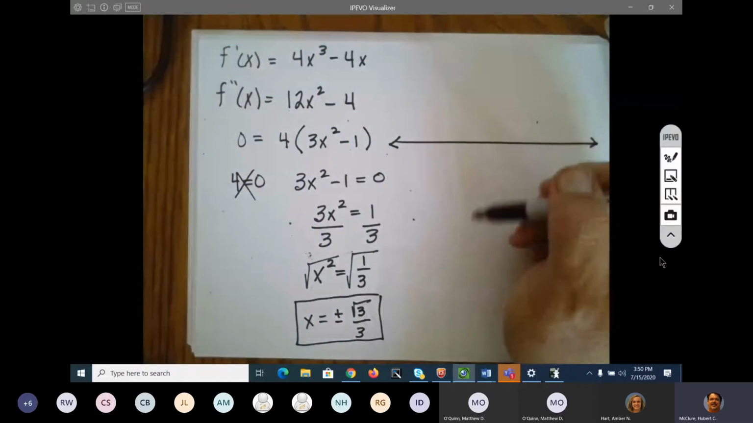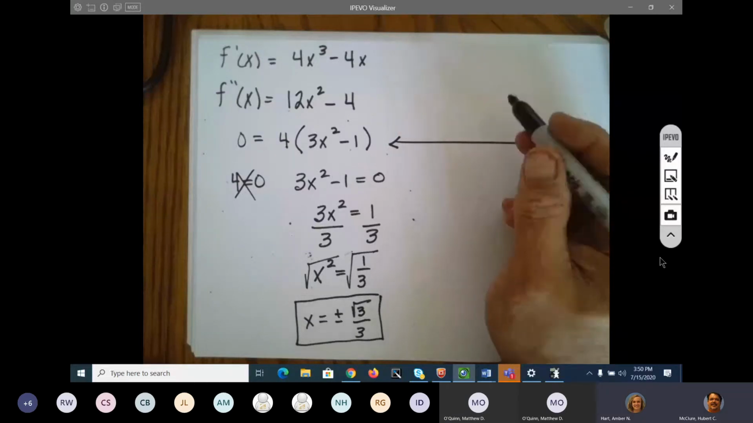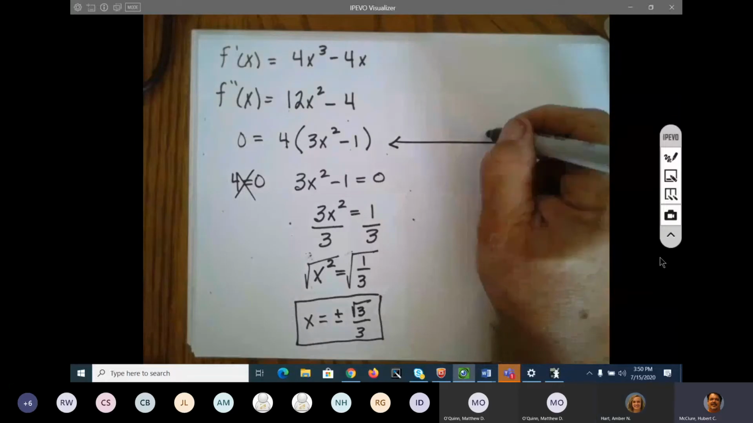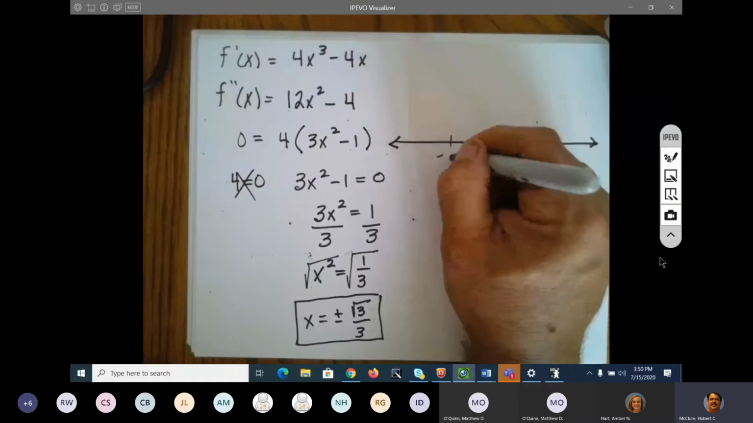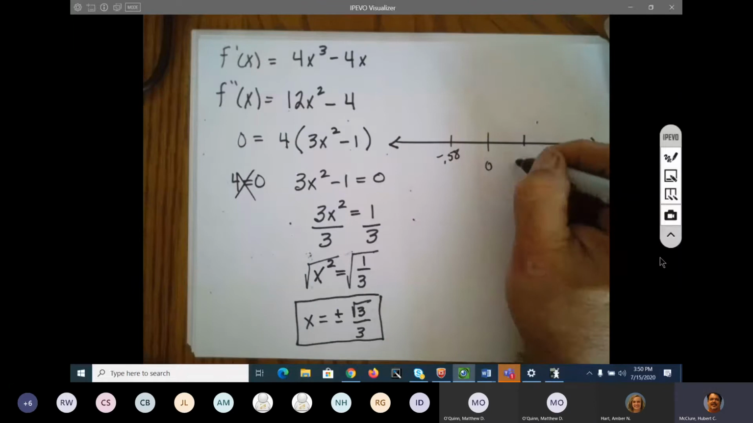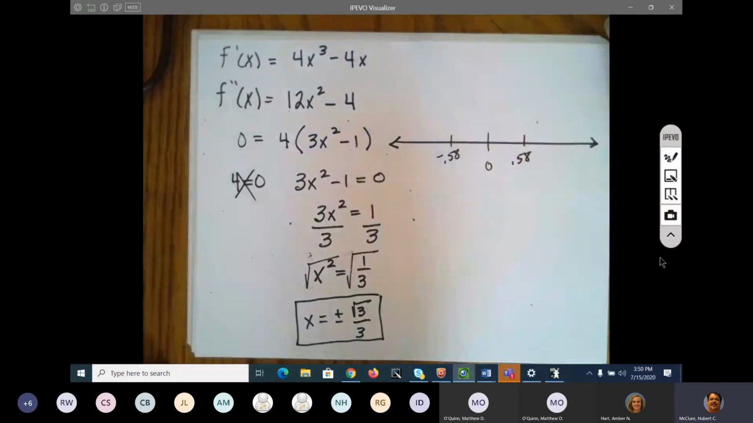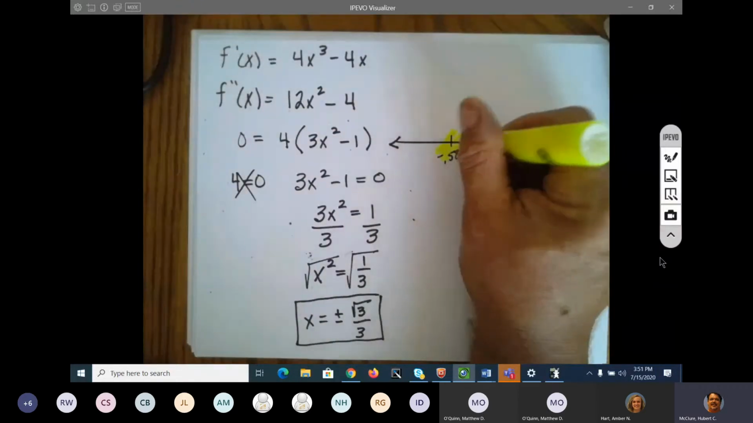Okay, so somebody take the square root of 3 over 3. What is that? 1.7, 1.6 over 3. What is that? 0.5? 0.55? What is it? 0.577. Okay, 0.58. So here is 0. Here is negative 0.58. And here's positive 0.58. So I'm going to highlight my 2 critical points. Well, they're not critical points. They're basically inflection points.